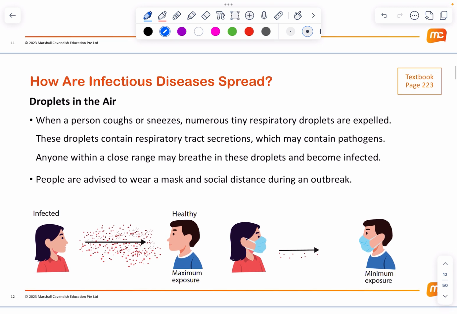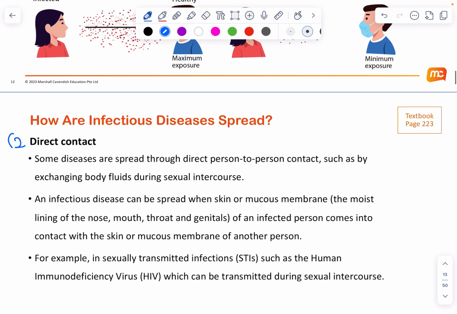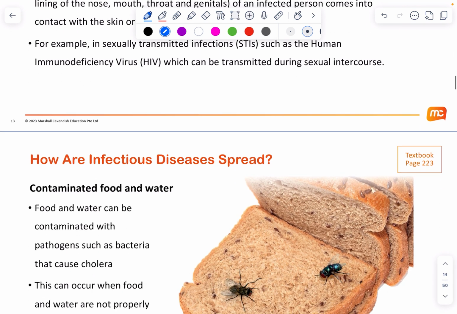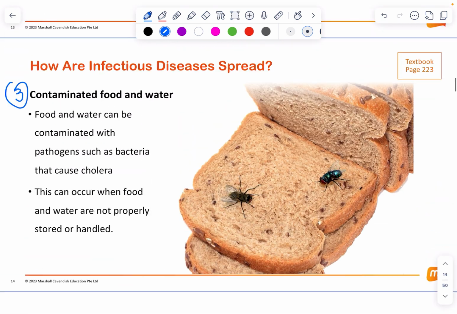Then comes a question as to how the infectious disease is actually able to spread from person to person. In your syllabus, you are required to know the different modes of spreading. In this case, there are a few. The first one we have is the droplets in the air. The second mode is by direct contact, and the third one is by contamination of food and water.